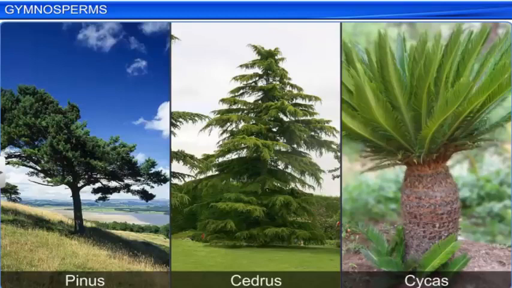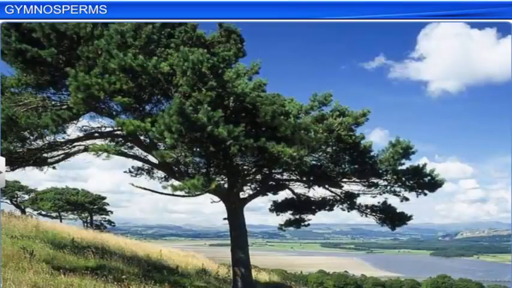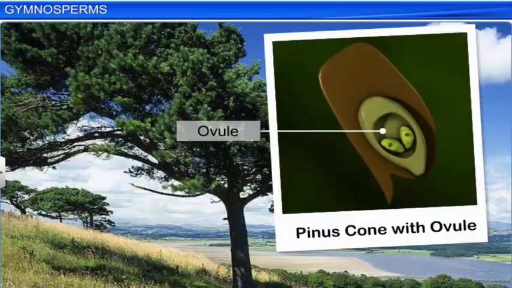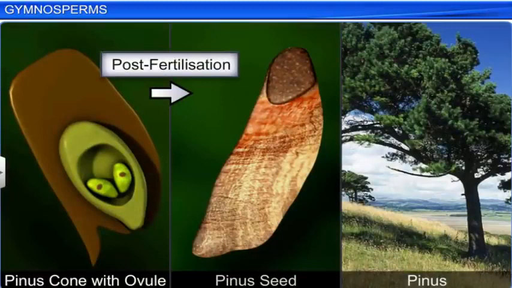It is common to find trees such as Pinus, Cedrus and Cycas growing in the cooler regions of India. All of them are gymnosperms, a group of plants in which the ovules are not enclosed by an ovary wall and remain exposed or naked before fertilization, as well as post-fertilization when they develop into seeds. These seeds germinate to give rise to new plants.